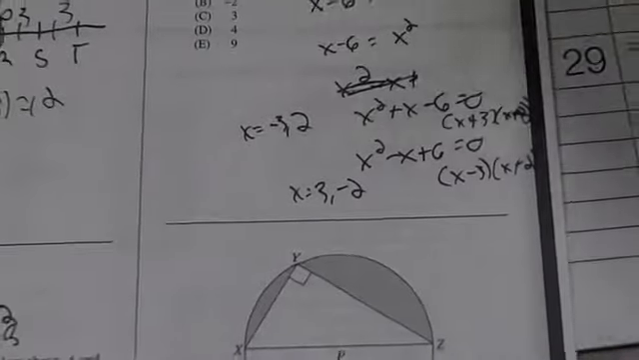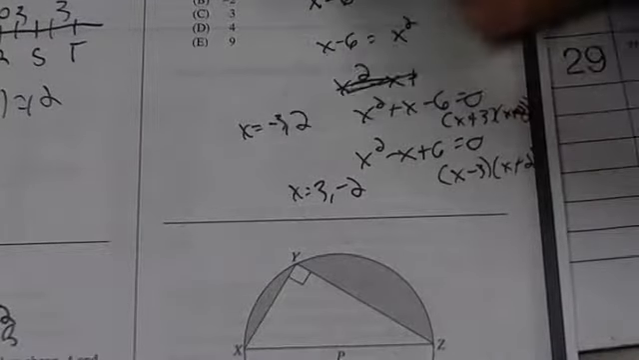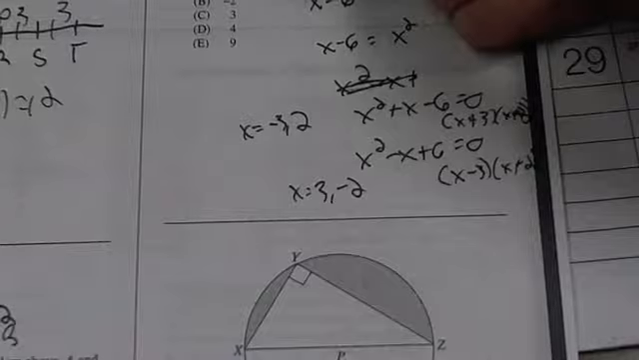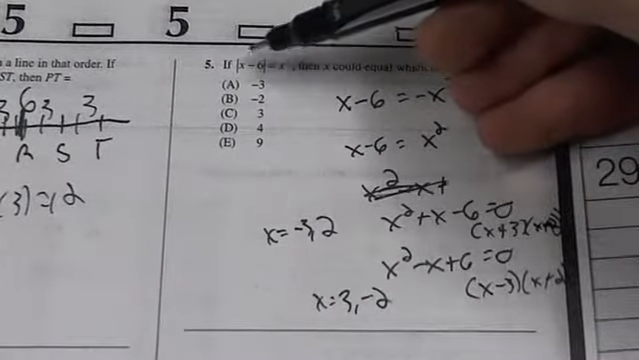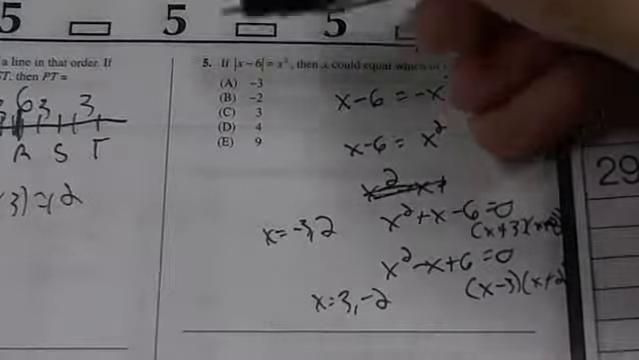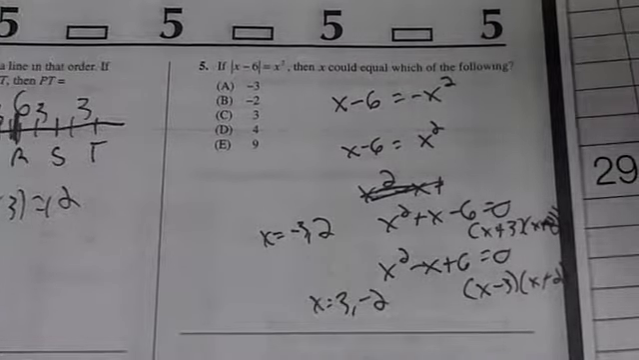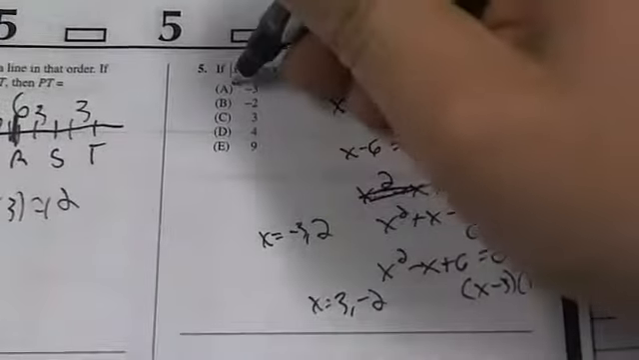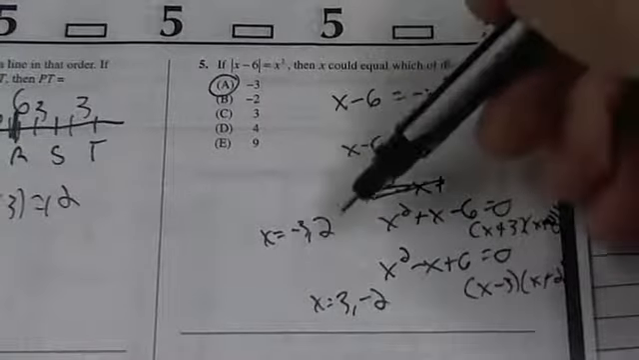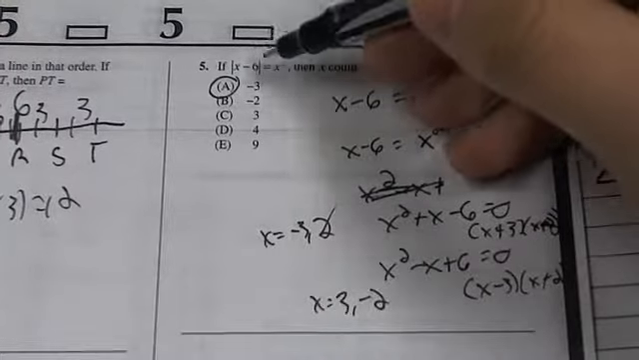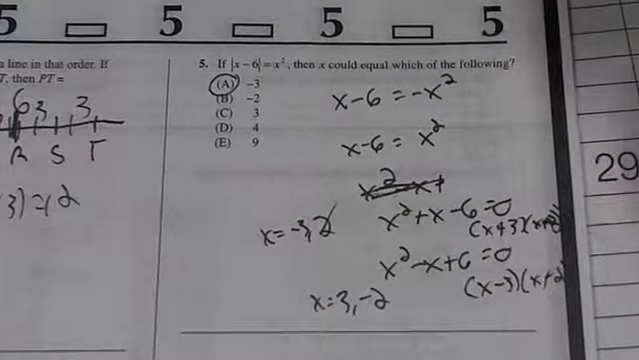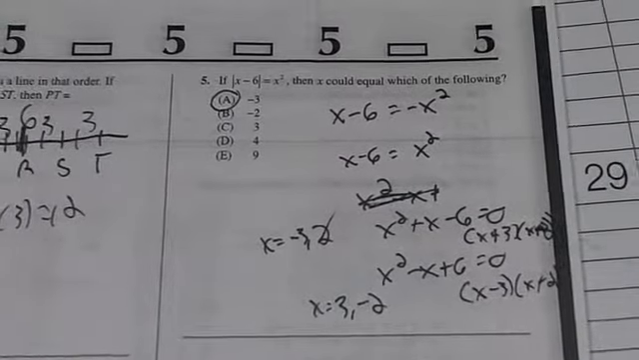Alright, you have to plug them in just to make sure it's right. So negative 3 minus 6 is negative 9. The absolute value of negative 9 is 9. Is negative 3 squared 9? Yes, so the answer is A. You plug in 2, or 2 is not even an answer, so you ignore 2. 3 is an answer. 3 minus 6 is negative 3. Absolute value of negative 3 is 3. 3 squared is 9, so that's not the same.